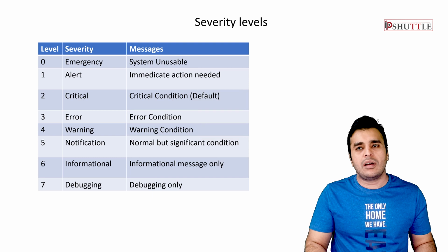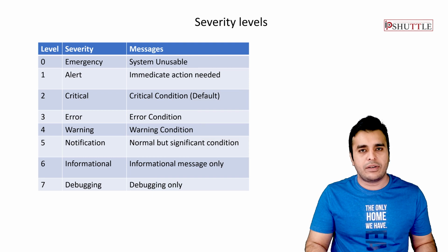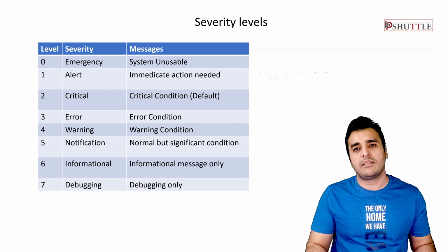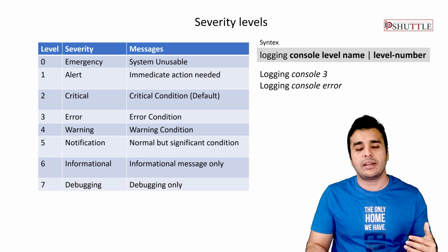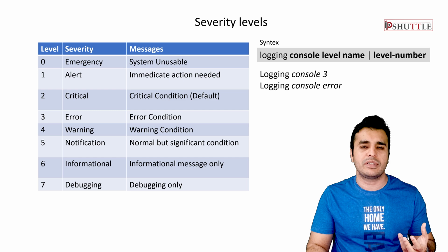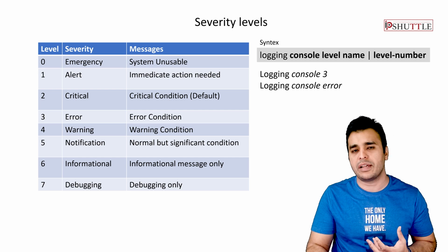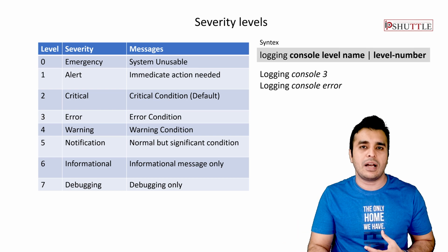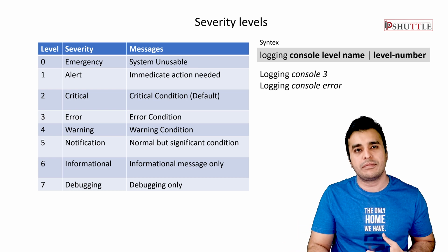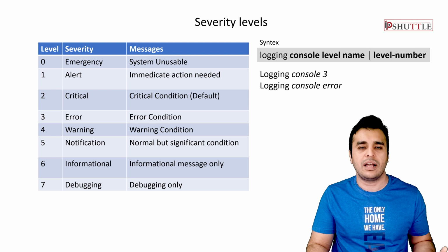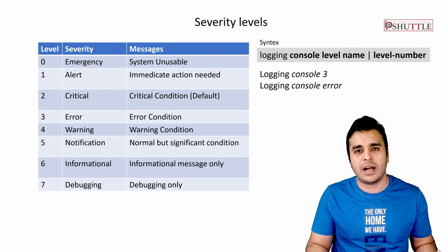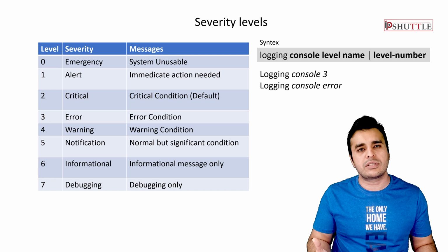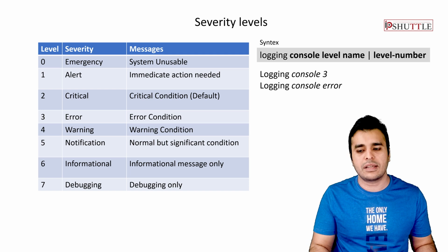The next thing is what kind of levels there are. It starts from 0. 0 is the highest priority in terms of criticality and emergency. So this is for an emergency of the system. Let's say the system is unusable or there is a critical error which is making the system unusable. This will be the last error logged before your system completely shuts down itself, or maybe the hardware crashes. So this will be the last log you will see on the system.